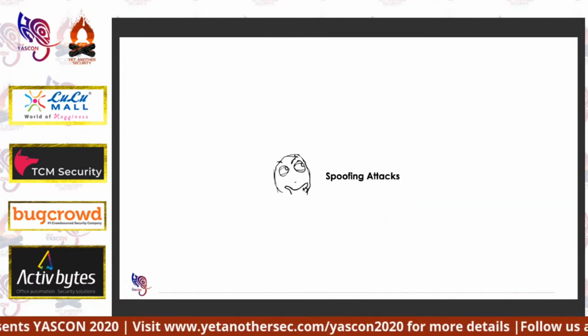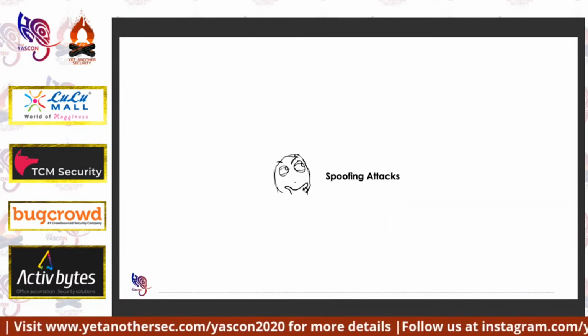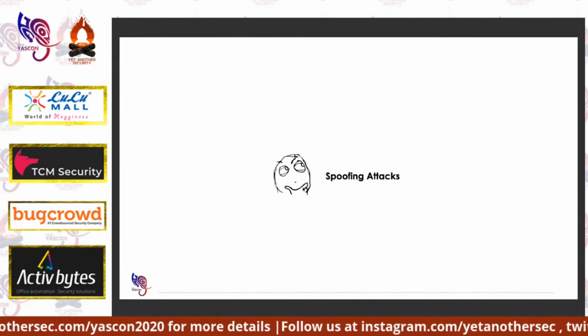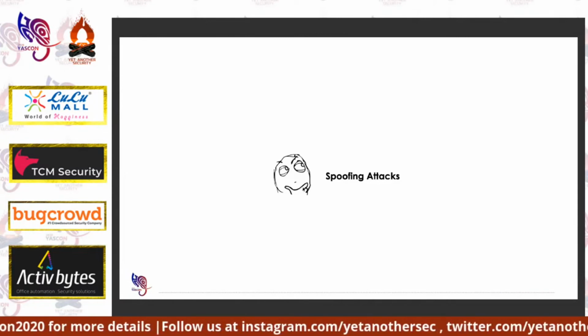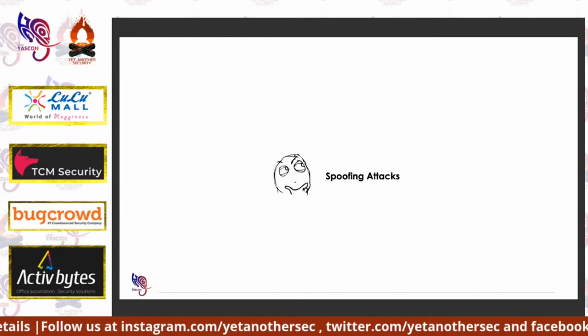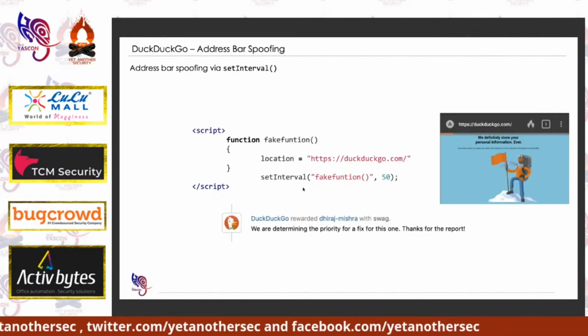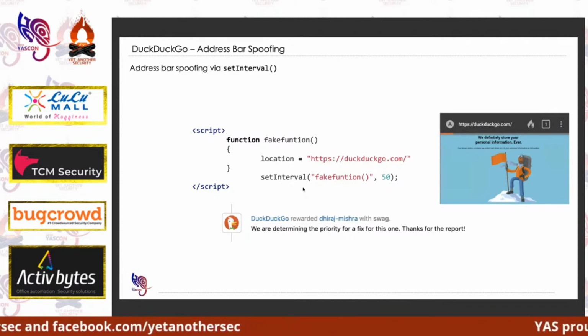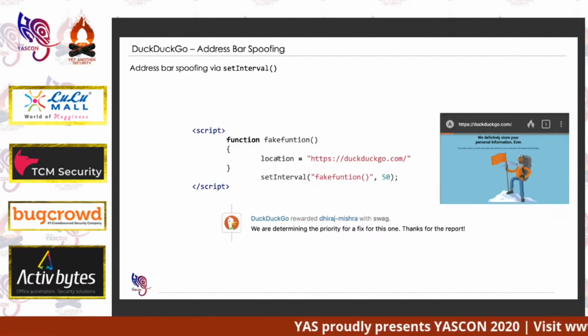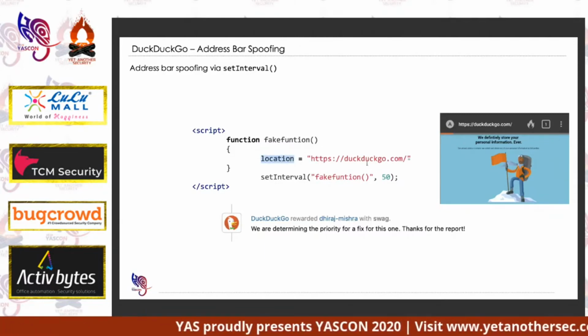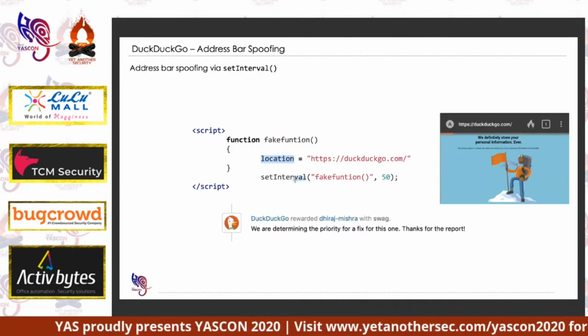Let's talk about some spoofing-based attacks, because spoofing-based techniques in browser exploitation are one of the easiest ways and may have a lot of security implications. The very first one was DuckDuckGo, which is an address bar spoofing vulnerability. I created a fake function, you can name it whatever you want, and I set location to https://duckduckgo.com and I use setInterval.